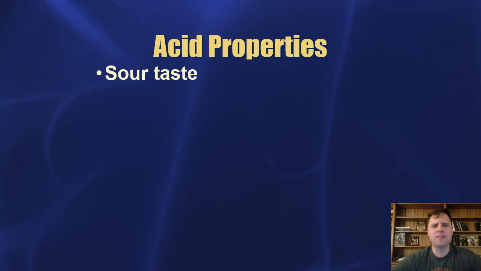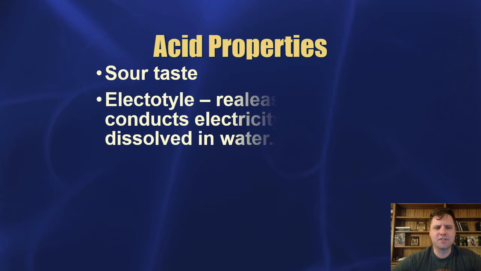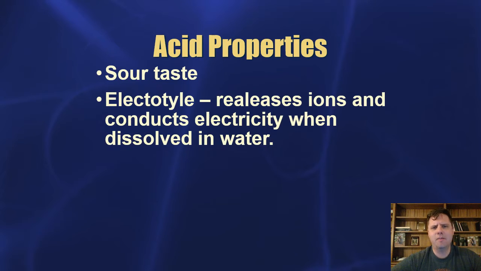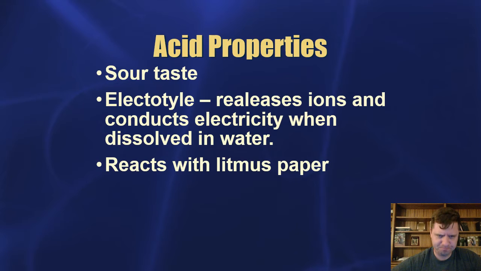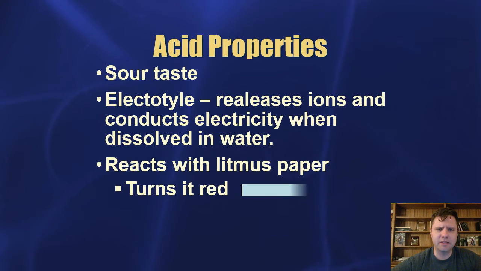So let's first of all talk about the properties of acids. Normally, acids have a sour taste to them. They are electrolytes, which means that they release ions and they conduct electricity when dissolved in water. And they react with litmus paper in the following way, turning blue litmus paper red.